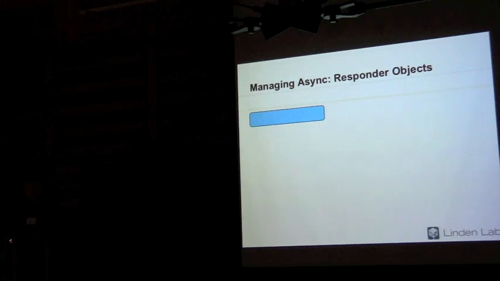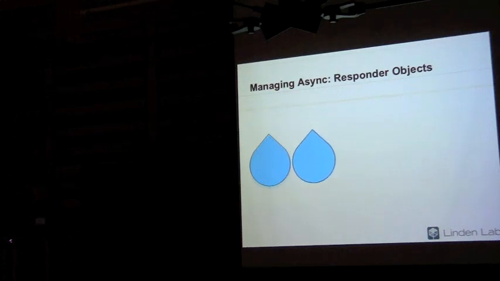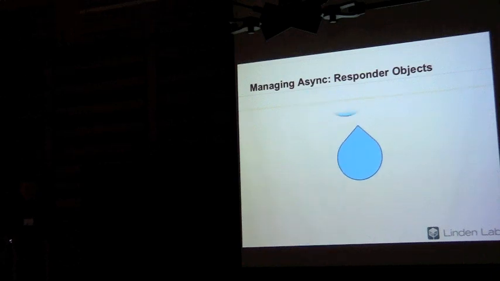So here we have some mainline code which wants to kick off an async request, actually a chain of async requests. It instantiates a responder subclass, initiates the async request, and returns to the main loop. The responder object receives a reply, instantiates another responder, and is destroyed, etc., etc., etc.